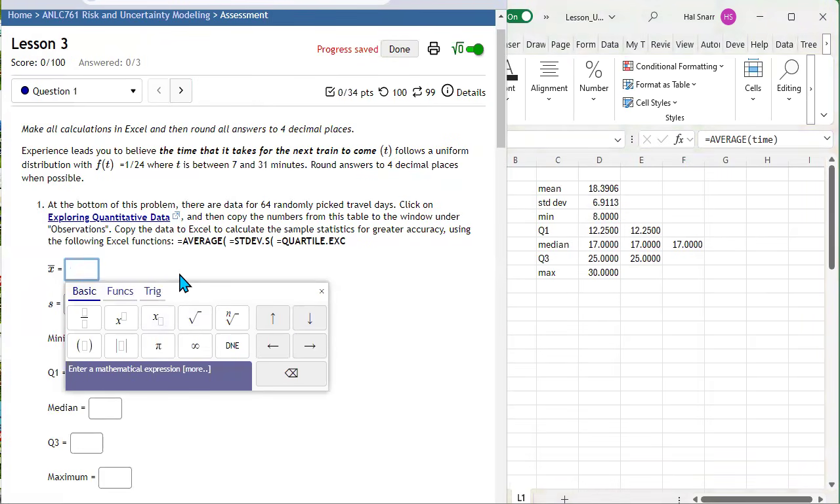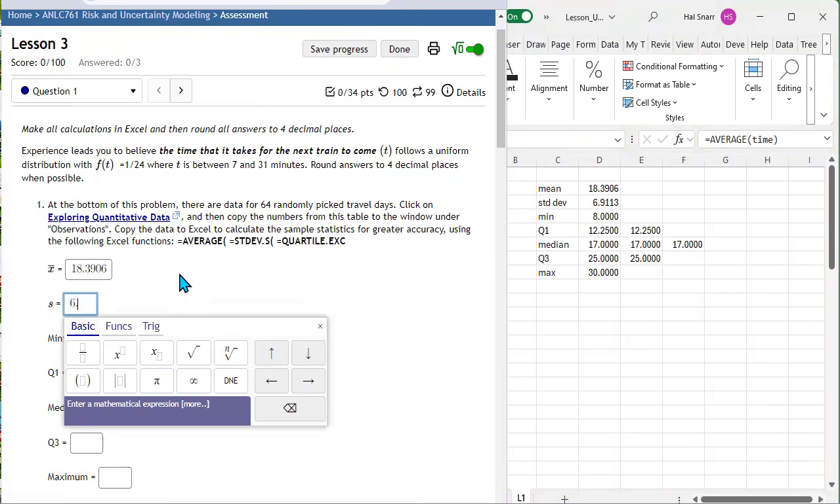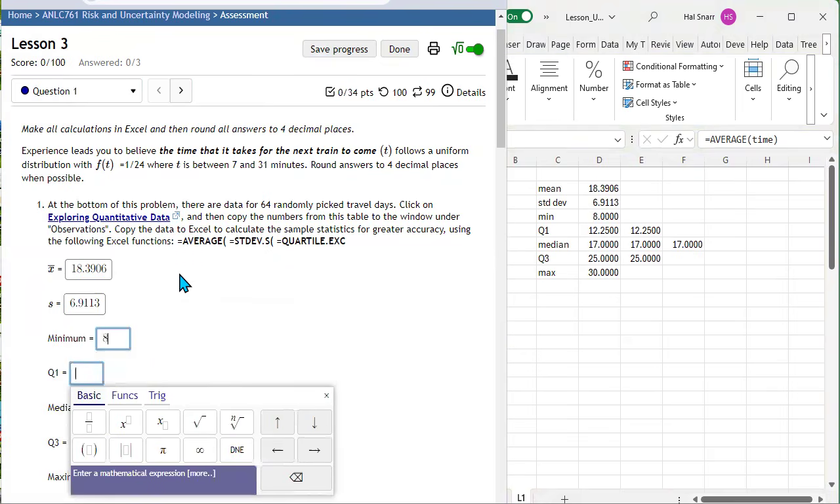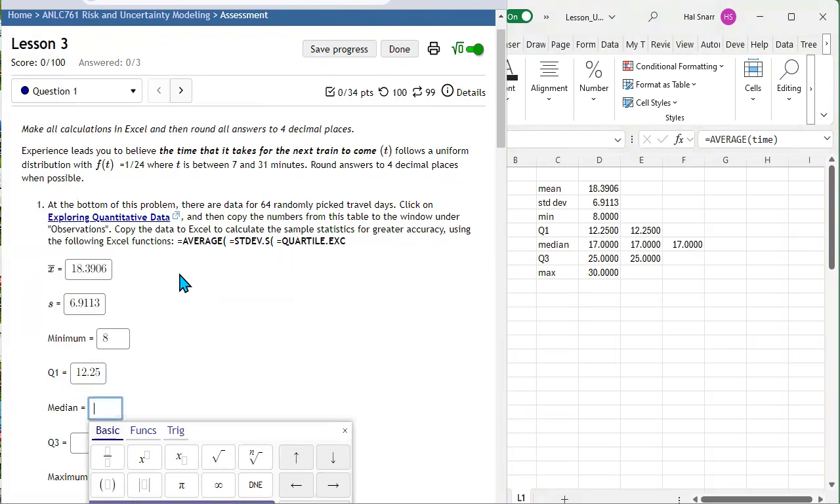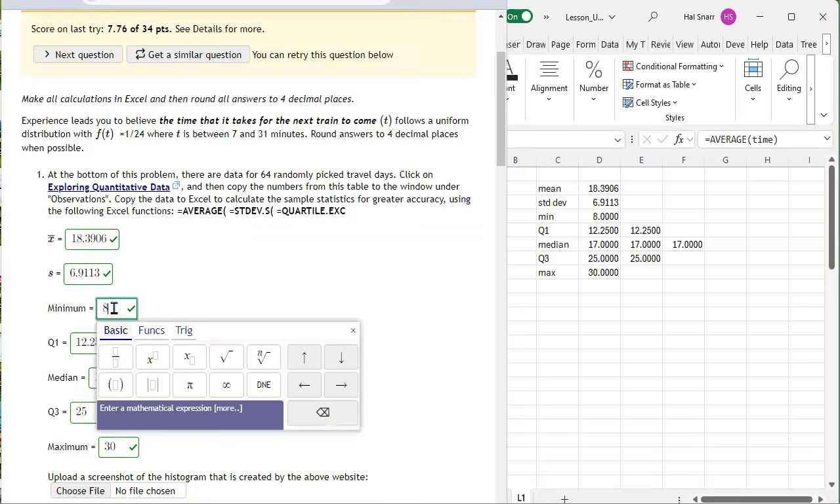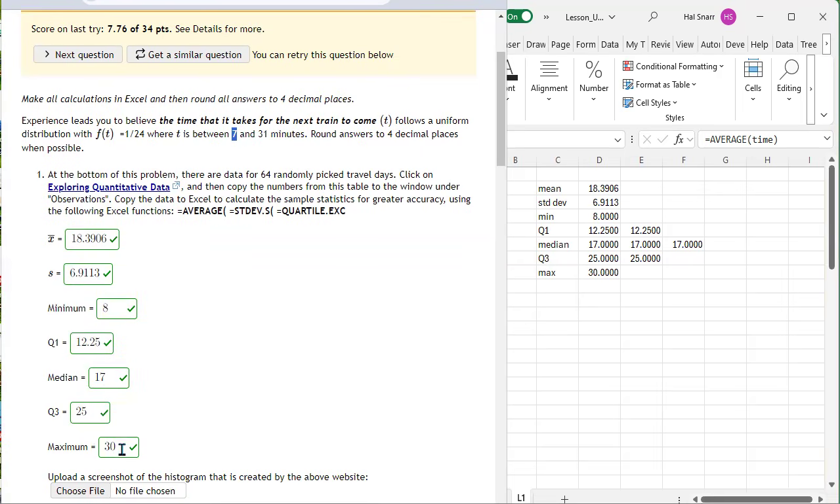Okay, so the mean of our sample is 18.3906. Our standard deviation is 6.9113. Our minimum value is 8. The first quartile is 12.25. The median is 17. The third quartile is 25. And the maximum number is 30. Now notice that our minimum in our sample is greater than or equal to 7, and our maximum is less than or equal to our theoretical maximum, right?